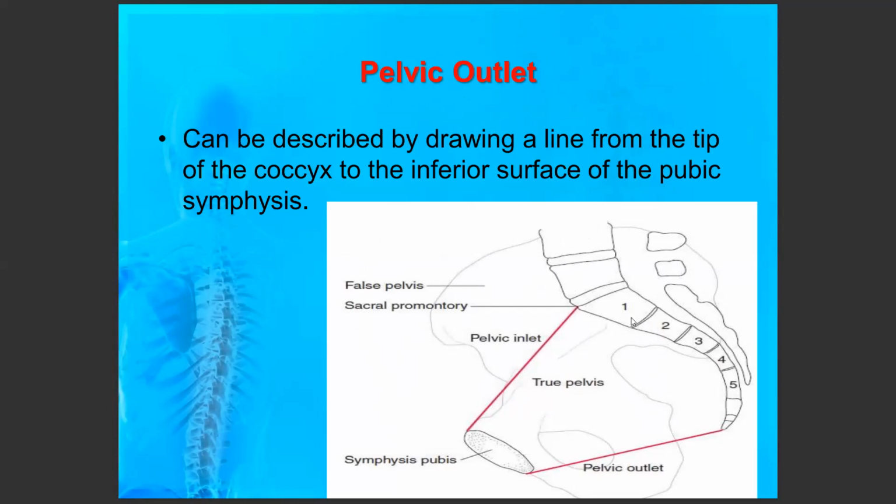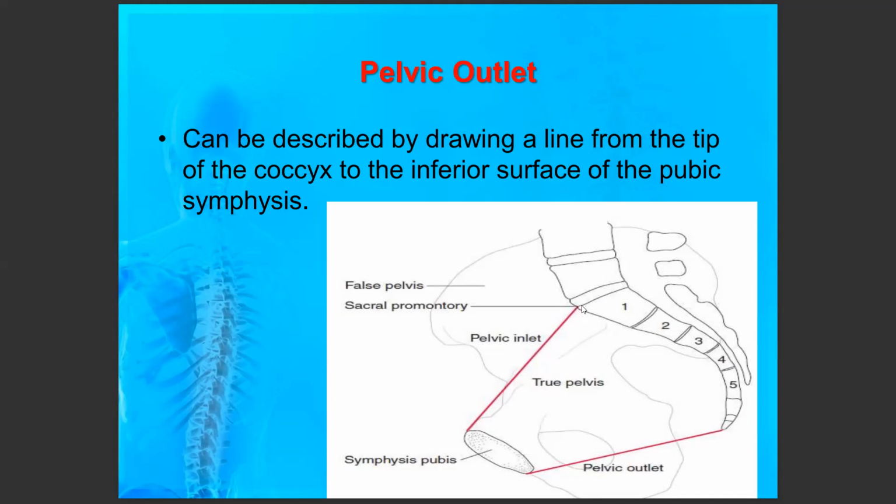This is the sacrum. These are the 5 segments of the sacrum, or the 5 fused vertebrae. This is 1, 2, 3, 4, and 5. If we draw a line from the superior end of S1, or we can say from the sacral promontory, to the upper surface of the symphysis pubis, this opening is known as the pelvic inlet.